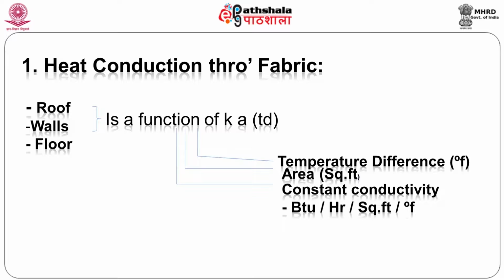As I said earlier, the heat through walls, through roof and floor can be called heat through the fabric of the enclosure. This heat flow always follows a very simple formula, K into A into Td, where K is a constant depending on the type of wall, floor or roof, A is the area of the item being considered, and Td is the temperature difference across the two.